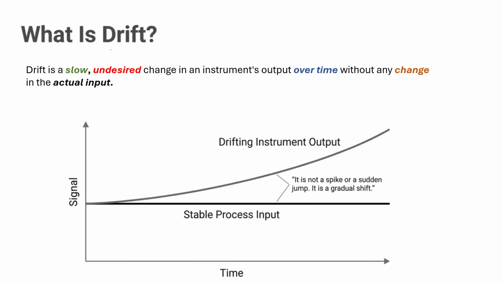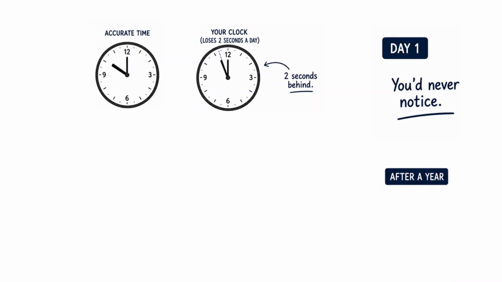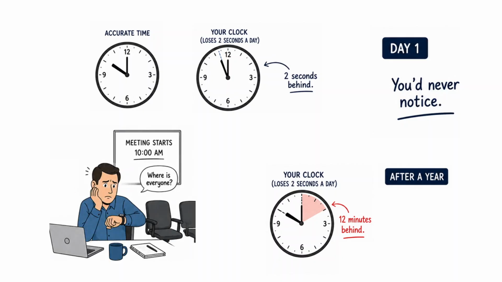That word slow is doing a lot of work in the definition. This isn't a spike. It's not a sudden jump. It's a gradual shift. So gradual, in fact, that it often goes completely unnoticed until calibration time. Think of it like a clock that loses 2 seconds every day. On day 1, you'd never notice. After a year, you are 12 minutes behind and wondering why you keep missing your meetings. Same idea here.